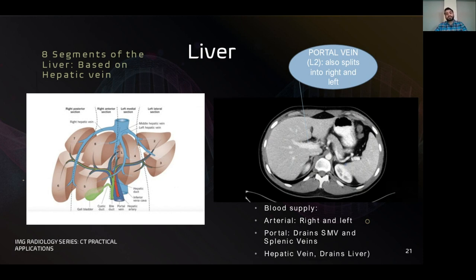So just a recap of the blood supply: with the arterial blood supply, which is the right and left hepatic arteries, you've got the portal vein that drains the superior mesenteric and splenic vein, which is roughly here. That's the splenic vein, that's the pancreas, that's the body and the tail of the pancreas. And then you have the hepatic veins.